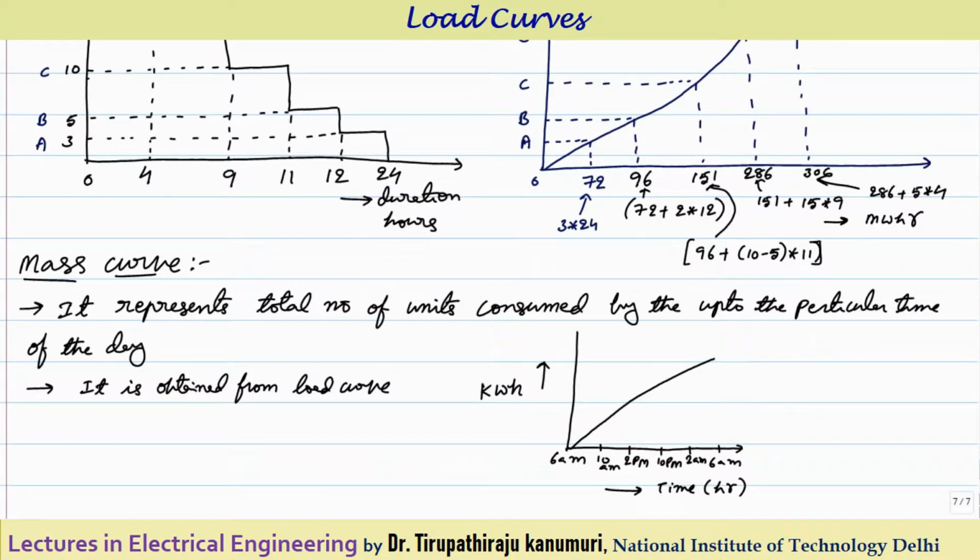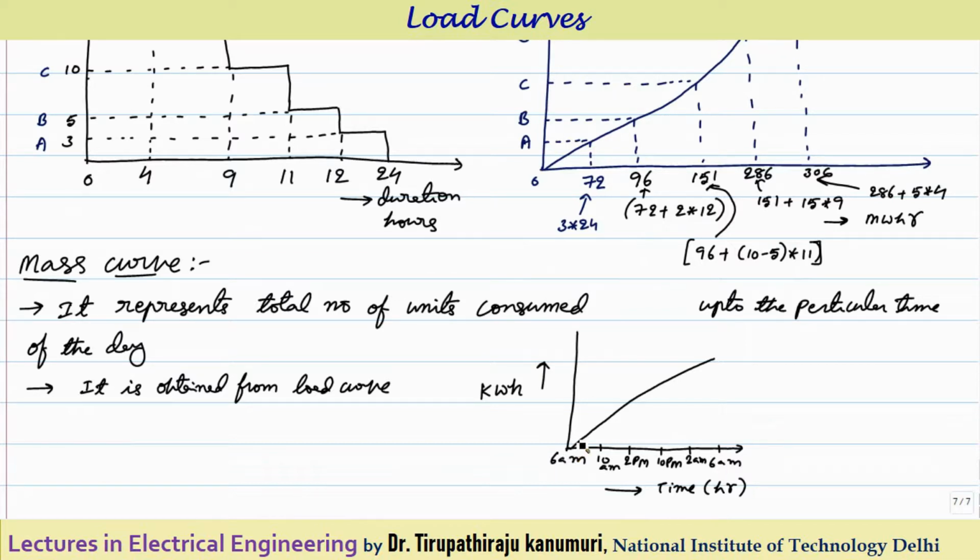Then coming to the last curve, that is called the mass curve. The mass curve represents the total number of units consumed up to a particular time of the day. It is obtained from the load curve. The time we will start from 6 a.m. Whatever is the load curve, the x-axis will remain the same here. That means the load curve is from 6 a.m. onwards up to 6 a.m. again. For 24 hours this will be the x-axis, and we will start from 6 a.m.